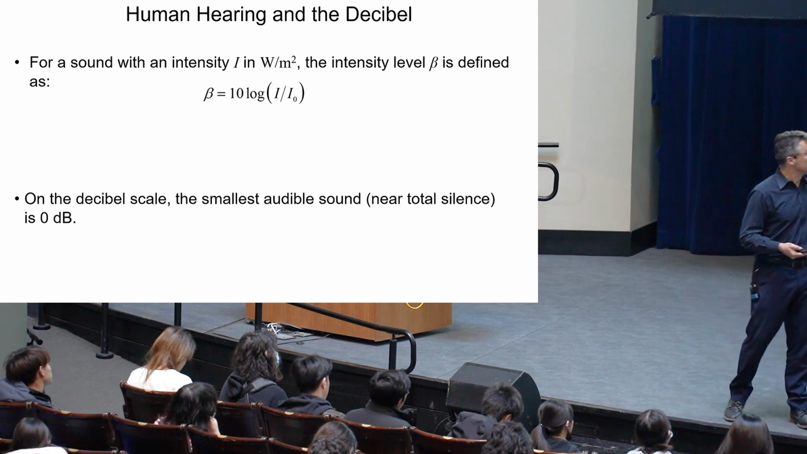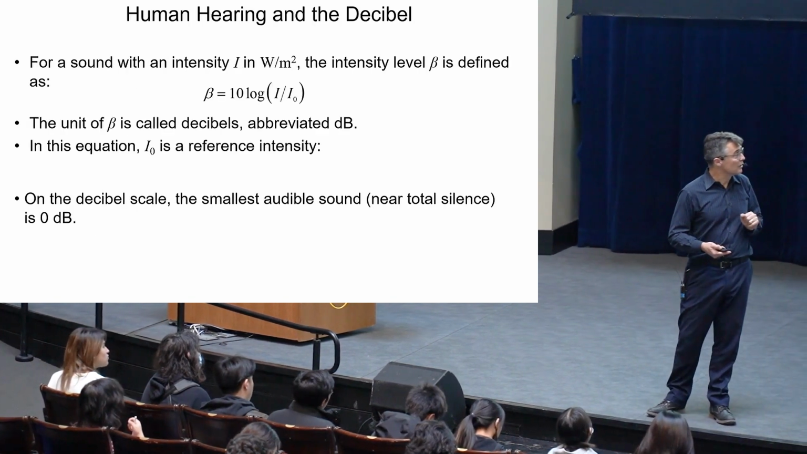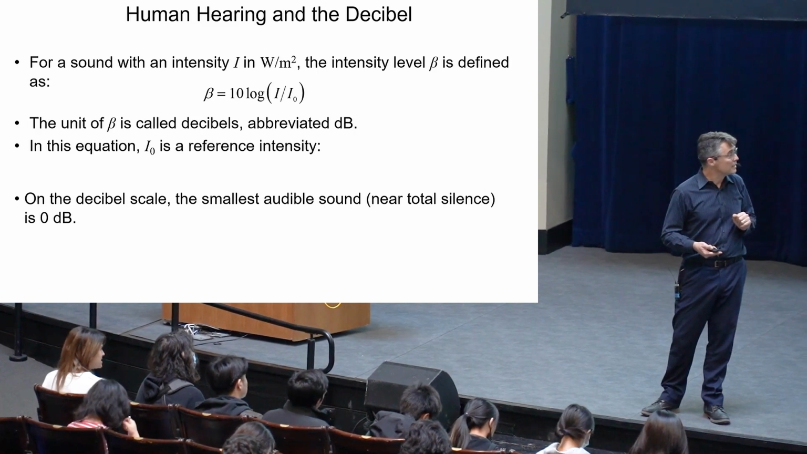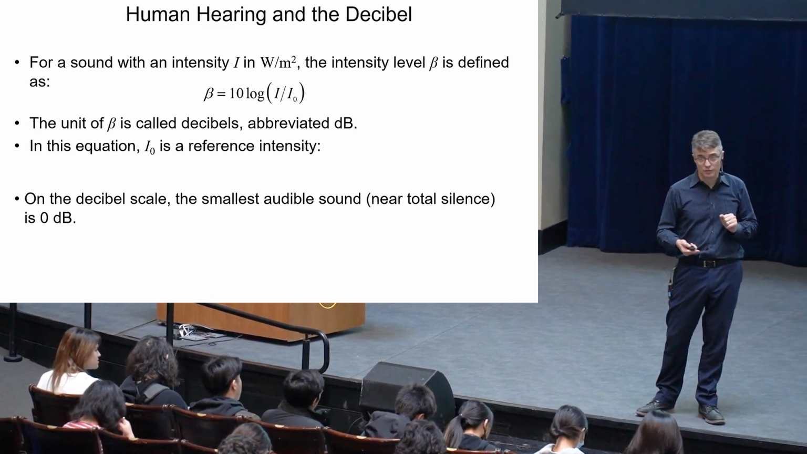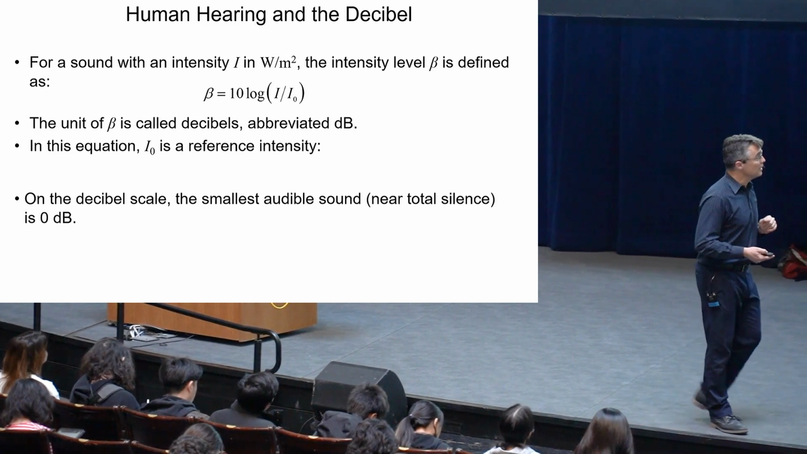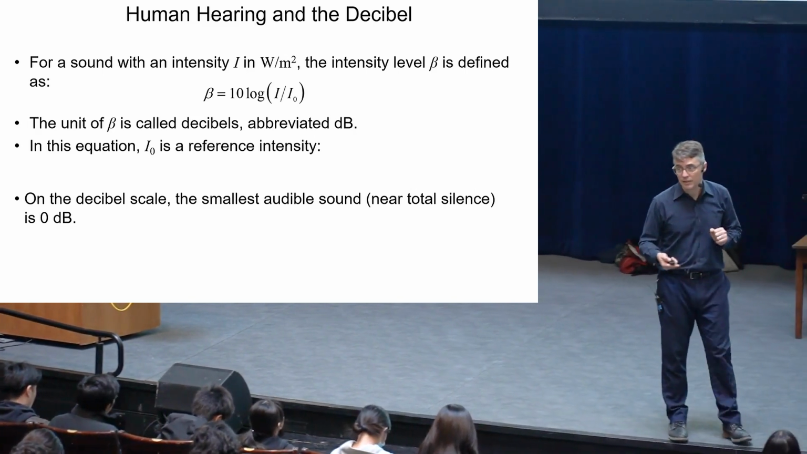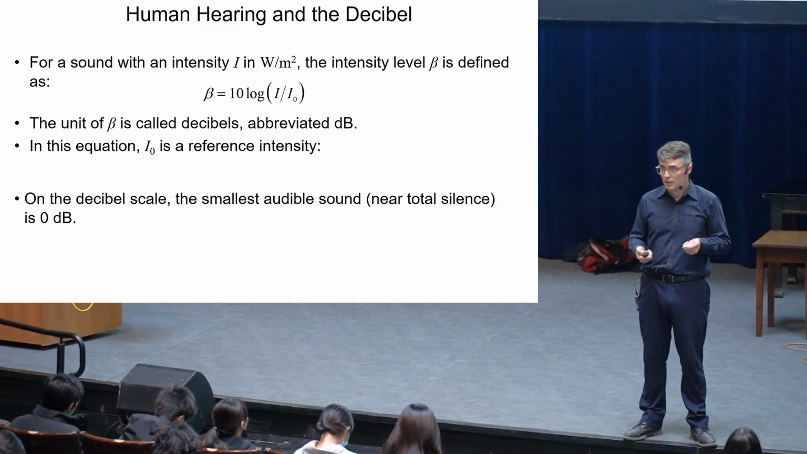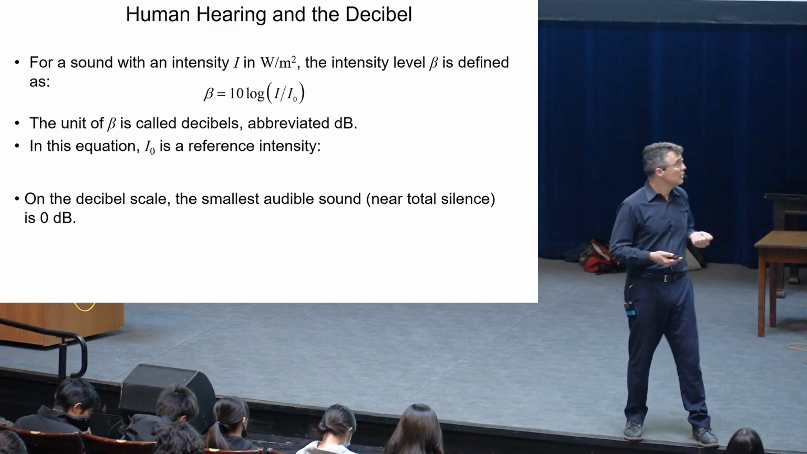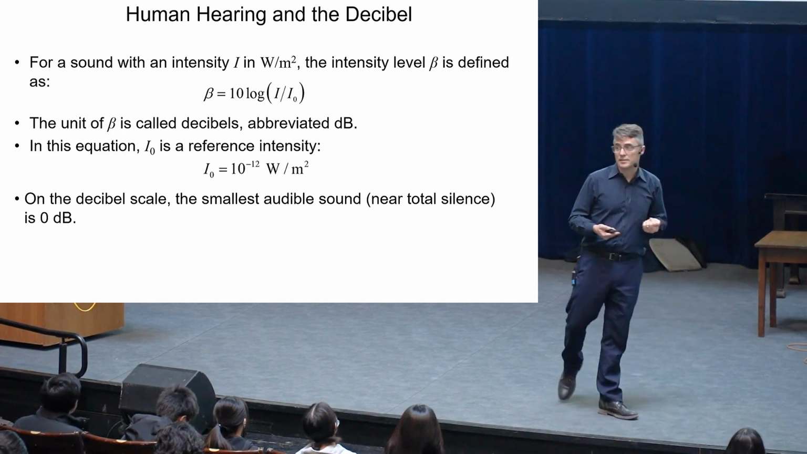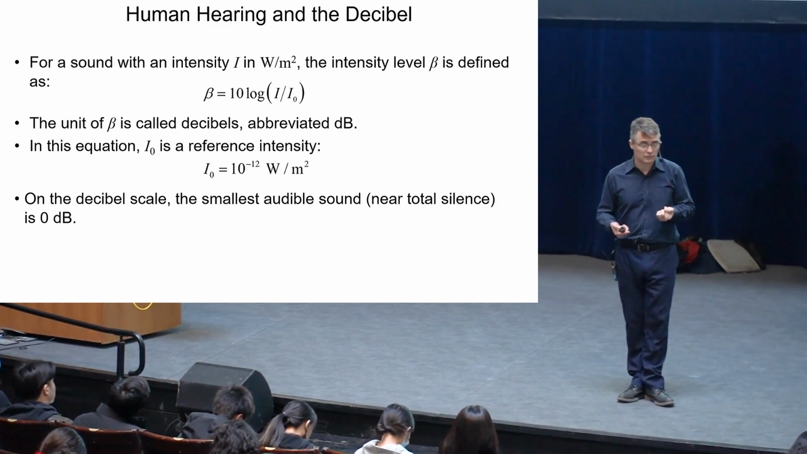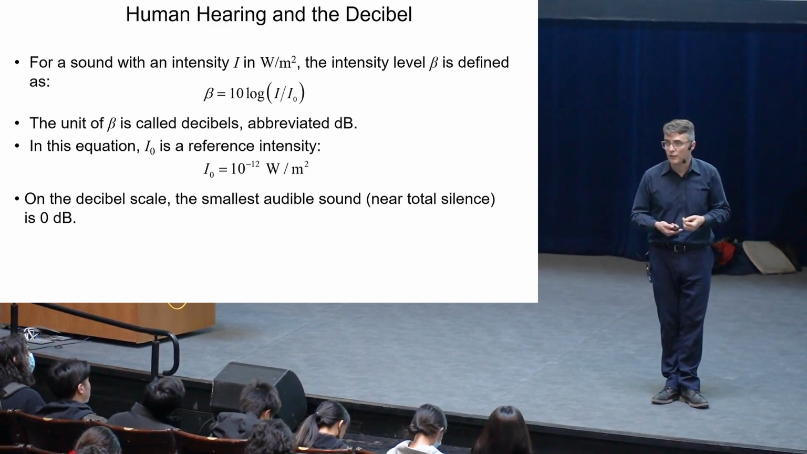That's a big difference. So you have this thing called beta, which is 10 log I over I0, where beta is a number called intensity level. It's in decibels, is the unit. And I0 is 10 to the minus 12 watts per meter squared. This is just a reference called the threshold of hearing.